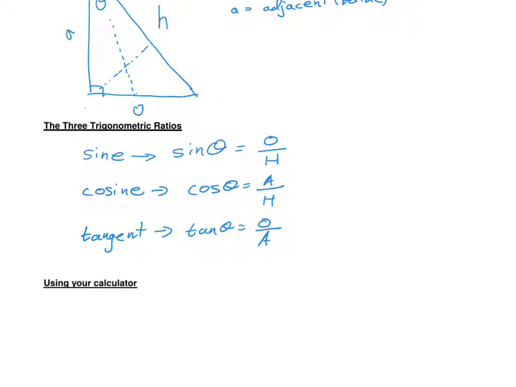So we have a saying for us to remember these different things. Sine is opposite over hypotenuse. Cos is adjacent over hypotenuse. And tan is equal to opposite over adjacent. We pronounce this SOH CAH TOA, in order to remember our ratios. Pause the video and copy this note.